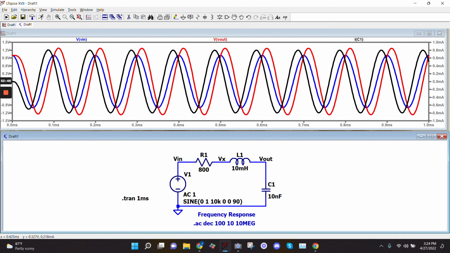If it's inductive, it'll be one way. If it's capacitive, it'll be the other way. And if it's resistive, there will be no phase shift. You'll get the same. Another thing, though, that's difficult is current on an oscilloscope.